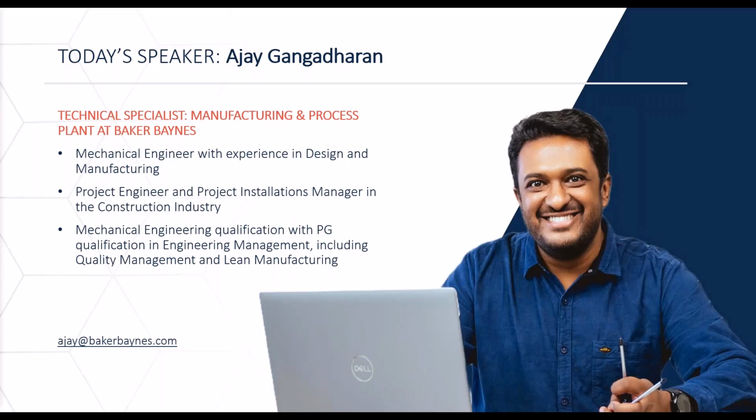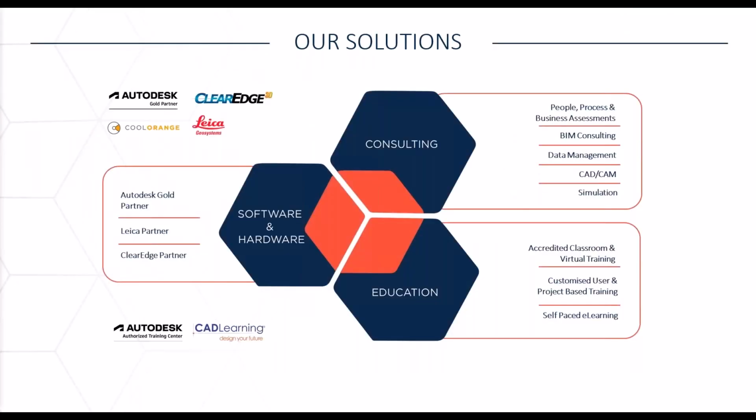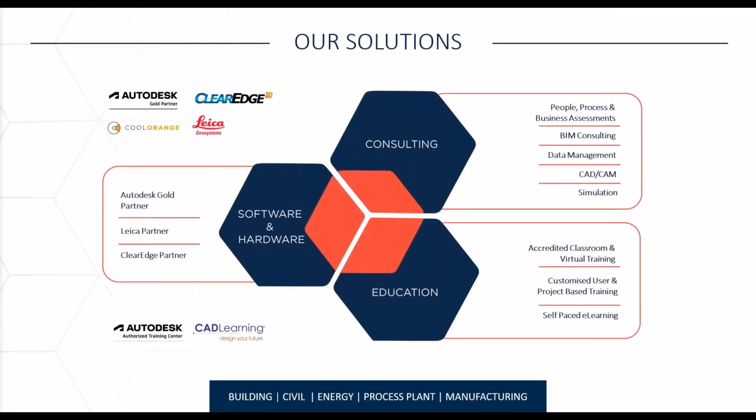So moving on, we'll talk a little bit about what we as Baker Baines actually provide as solutions. We are an Autodesk Gold partner, so we consult with regards to Autodesk software, but we also partner up with companies such as ClearEdge and Cool Orange. We offer a consulting service where we will be able to assist to digitize and to move towards the fourth industrial revolution and just keep up with that.